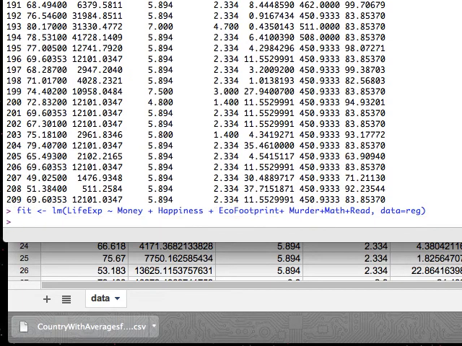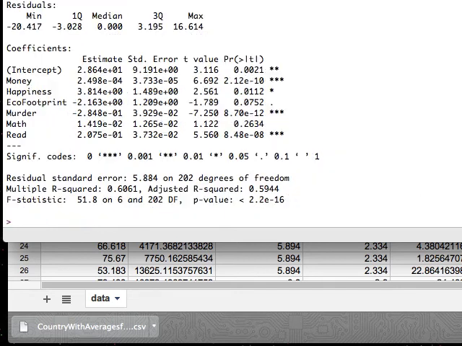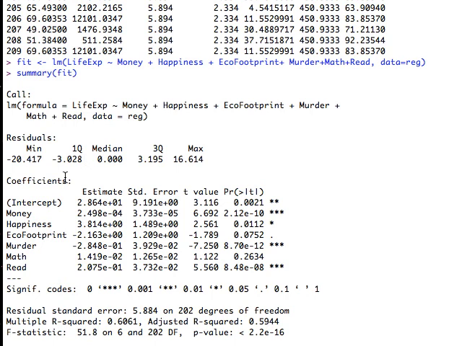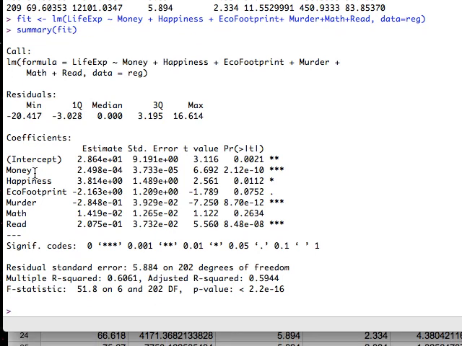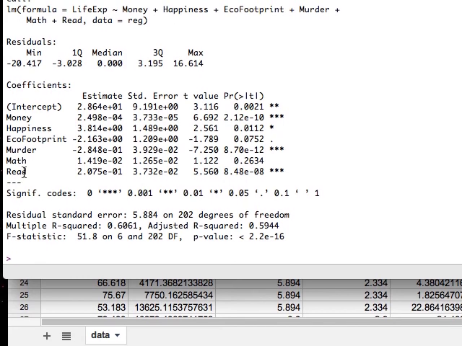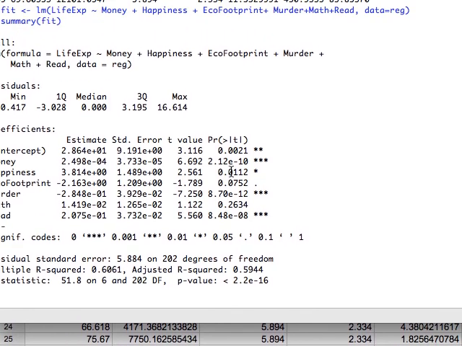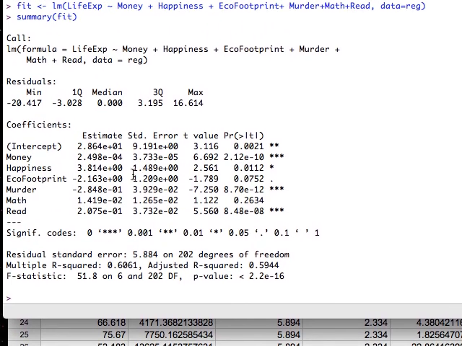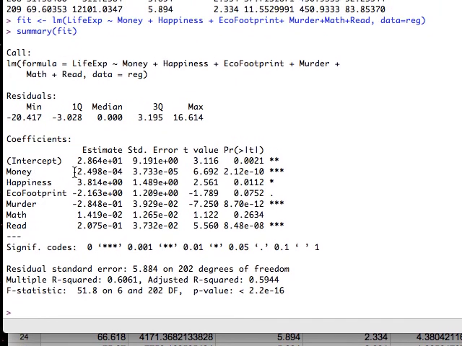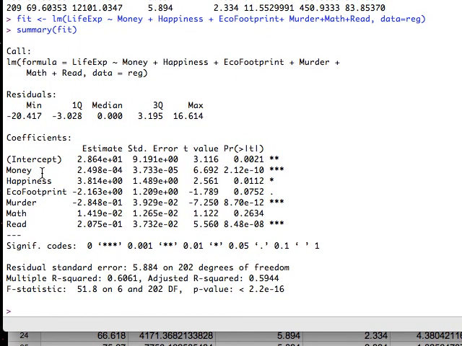And then we want to make a summary of fit. Okay, so it did a regression analysis for us. So for each one of our predictors, we have an analysis of whether it was significant. So can one thing predict the other thing?